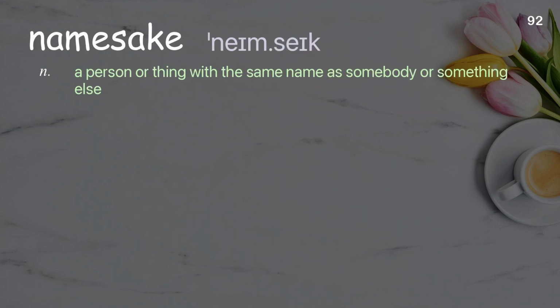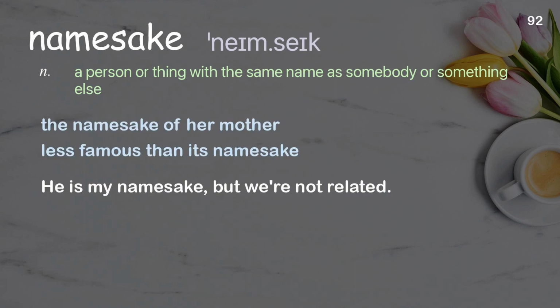Namesake. A person or thing with the same name as somebody or something else. Examples: The namesake of her mother. Less famous than its namesake. He is my namesake, but we're not related.